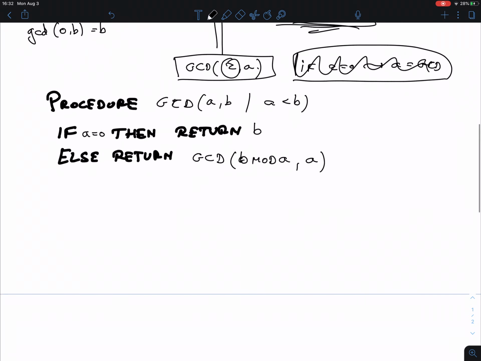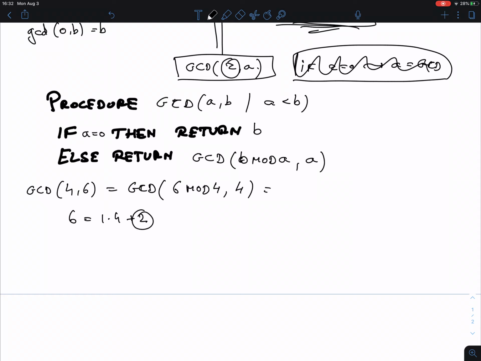So let's do it very quickly. Let's do the GCD of, say, 4 and 6. We know, of course, that it's going to be 2. But let's see what the algorithm does. A is 4 and B is 6. Is A 0? No. So what you have to do then, it says it's the GCD of, now you take 6 mod 4, and 4. Now what is 6 mod 4? We have to write 6 as 1 times 4 plus 2. So the remainder is 2. So this is the GCD of 2 and 4.